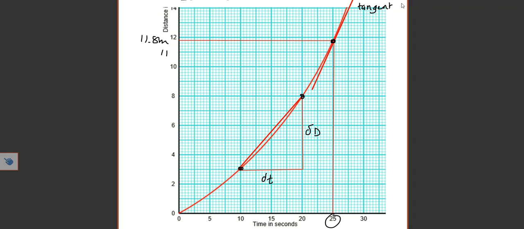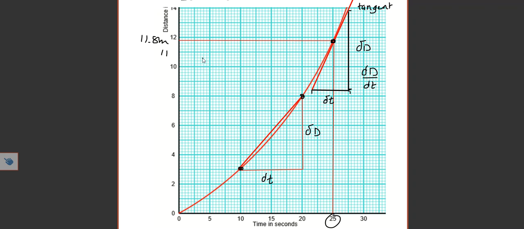How do you find the gradient of the tangent? Rise over run again. So we would just take points I know from that tangent, and it's going to be an estimate because my tangent might not be great, but I do the same thing: change in D and change in time, and I'm doing dD/dt.